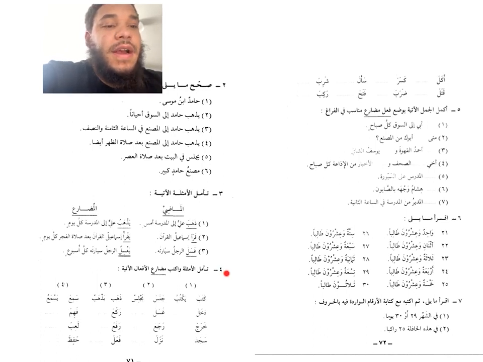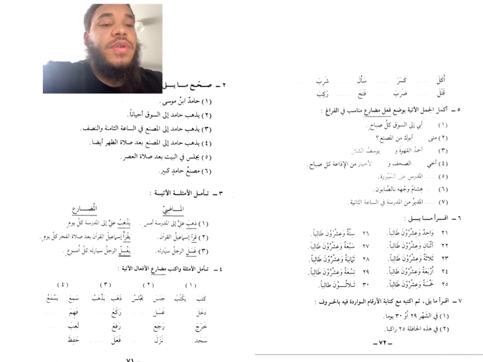Here in التمرين الرابع ستعمل الأمثلة واكتب مضارع الأفعال الآتية. It says ponder over the following examples, which is the first line here all across, and then write the present tense verb of the following. Write the present tense of the following verbs. So you have كتب يكتب, جلس يجلس, ذهب يذهب, سمع يسمع.